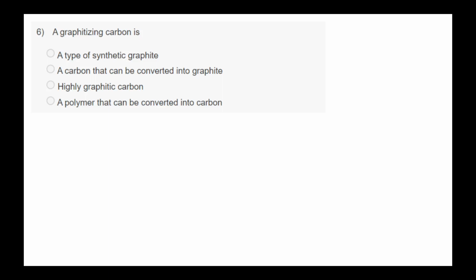Now, again, the same question. I hope this would be very simple to answer. A graphitizing carbon is a type of synthetic graphite, a carbon that can be converted into graphite, highly graphitic carbon, a polymer that can be converted into carbon. Can you guess now? Just now we have discussed what could be the appropriate answer for this question.